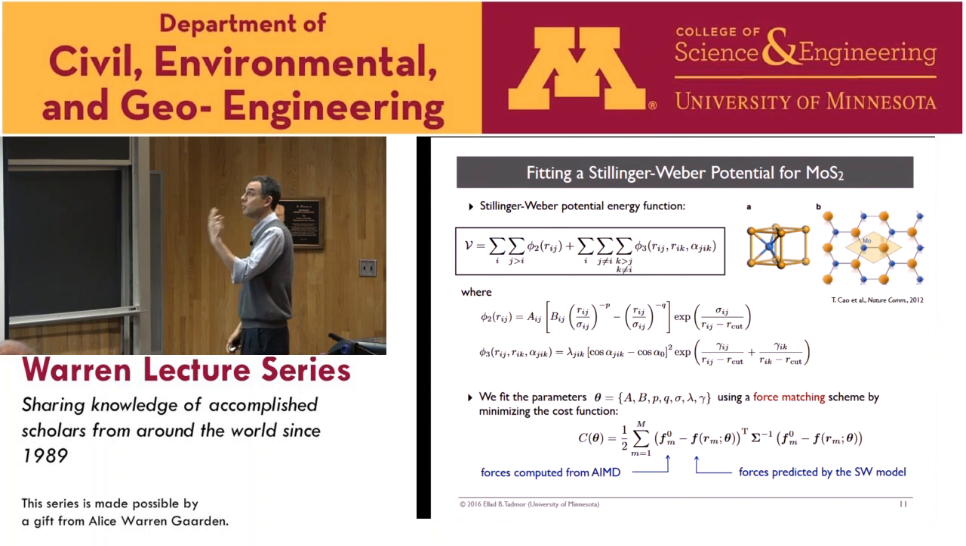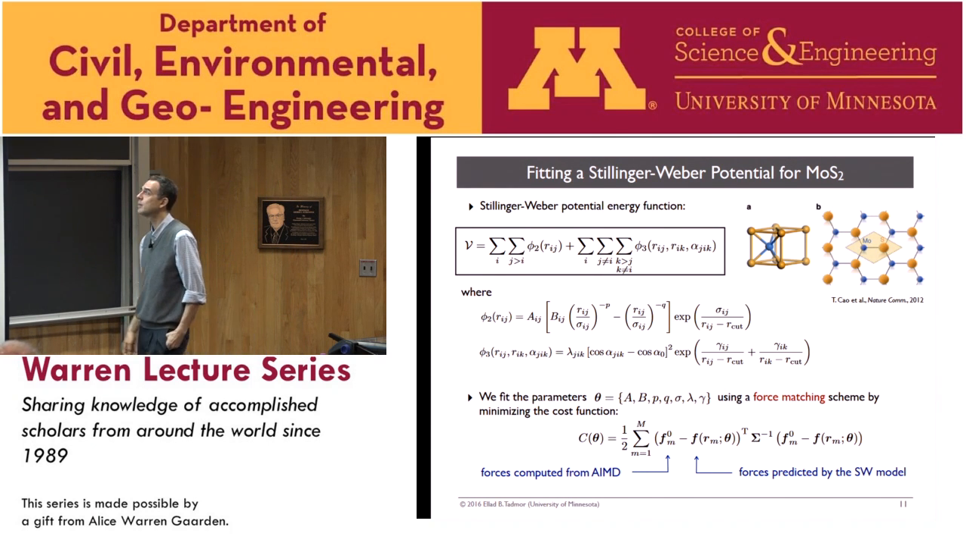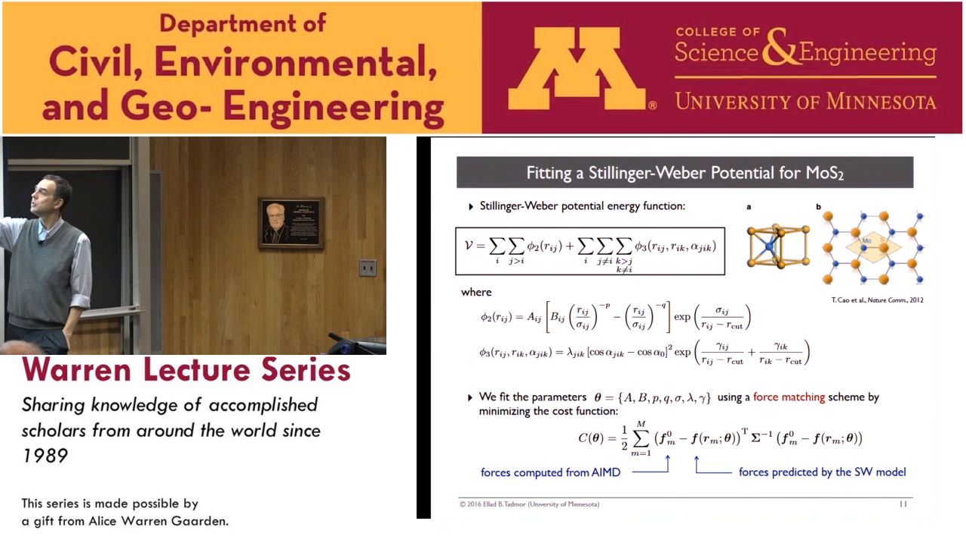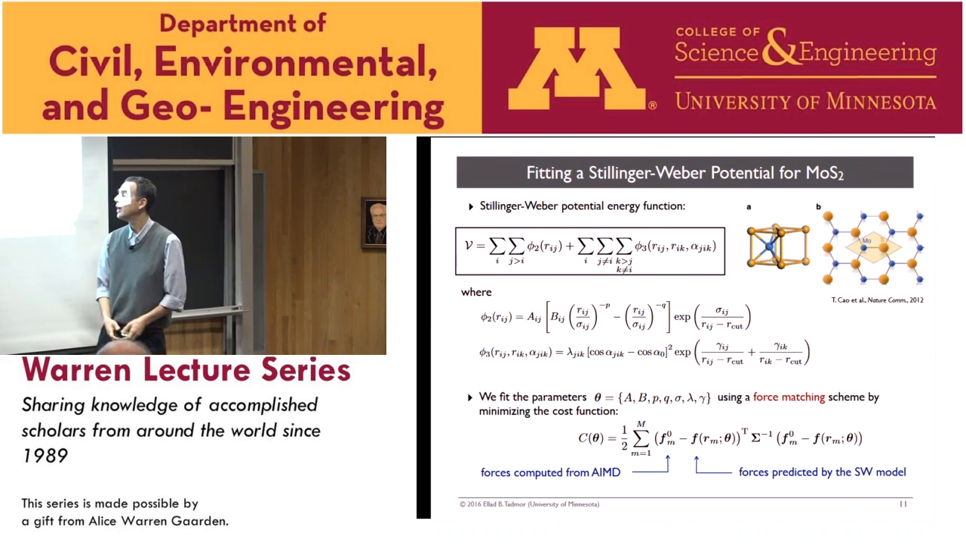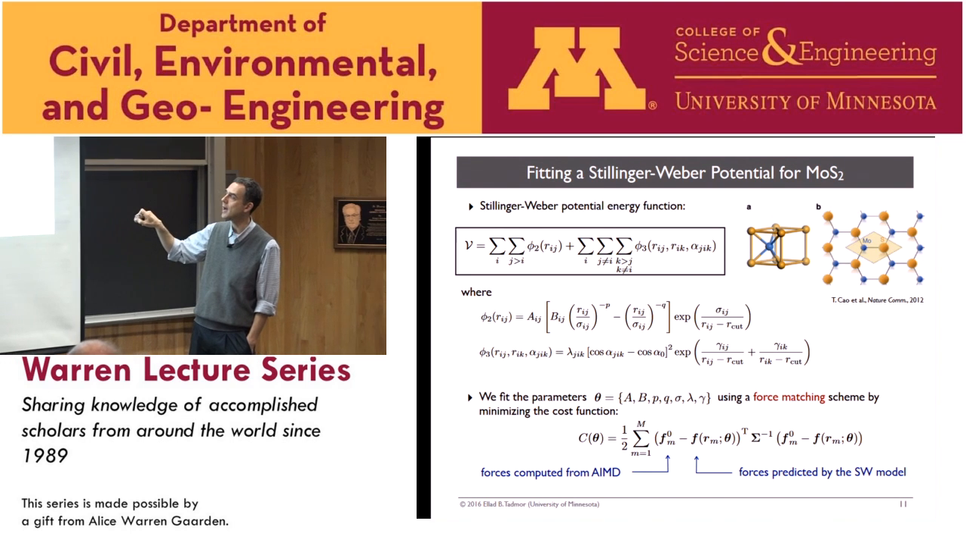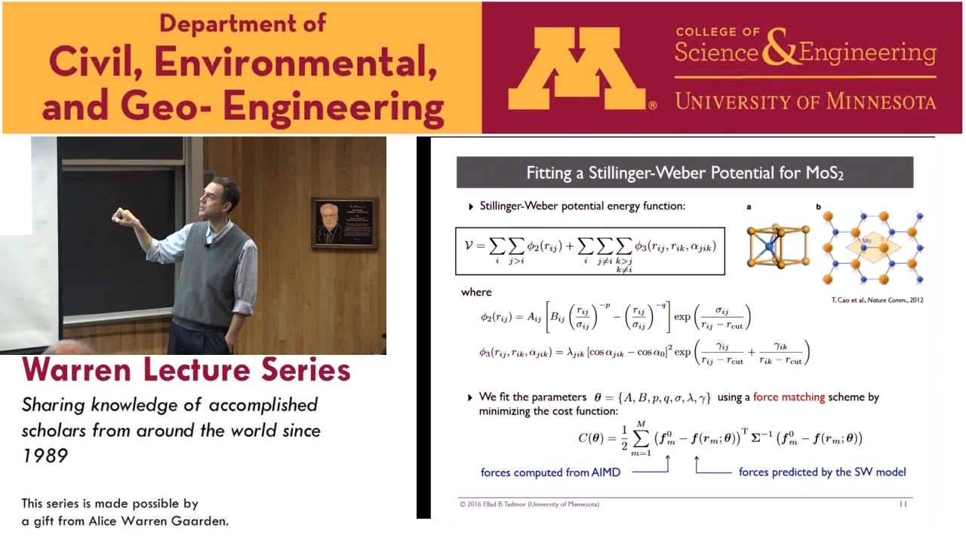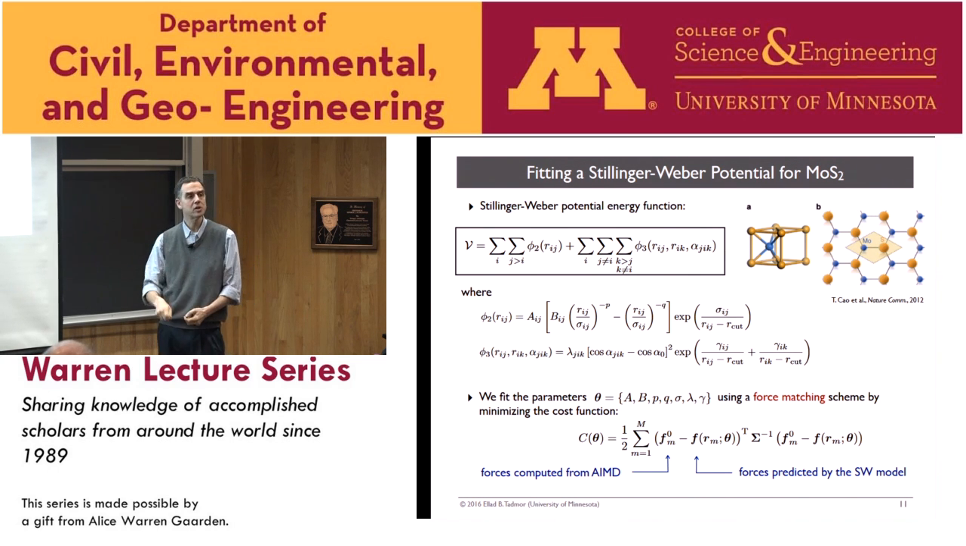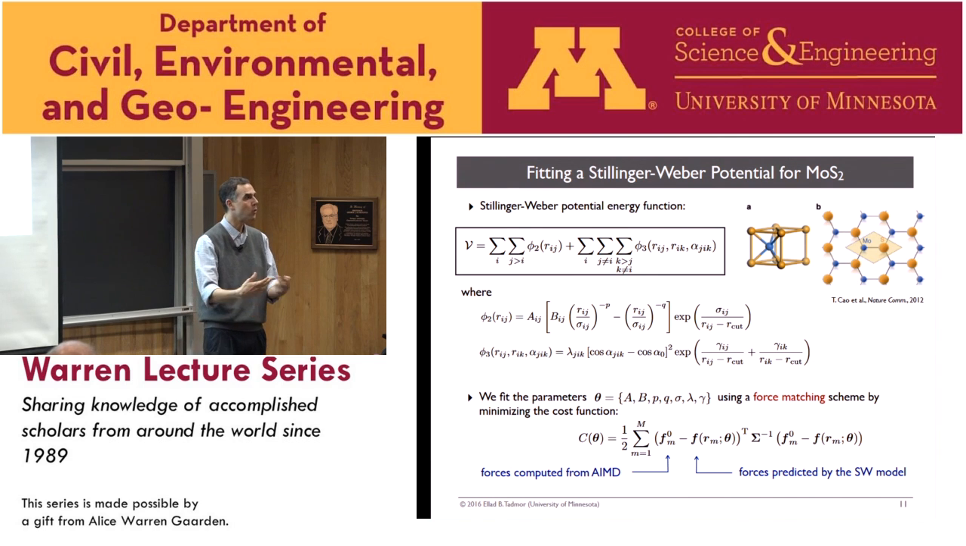And so the way we fit this is we use a method called force matching. It's a least squares type of idea. You define a cost function. And the cost function is basically the difference between the forces predicted by this model, which are denoted here as F, which depends on the configuration and the set of parameters that we're trying to find, and FM0, which are forces that are obtained from first principles, from quantum mechanics.